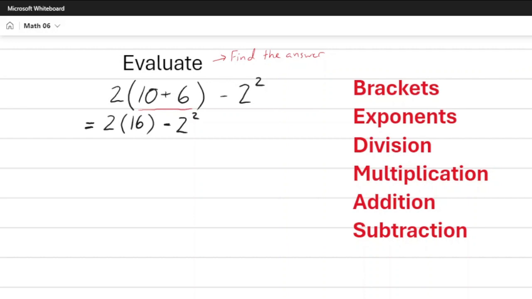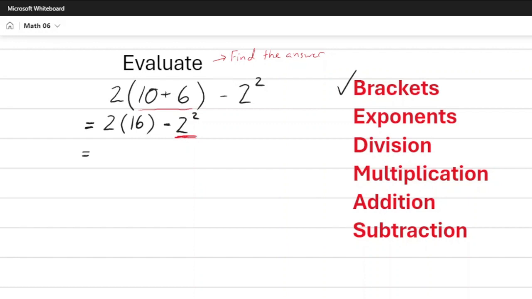As I move down the list, next thing is exponents. So we've done brackets. Try that again. There we go. And next we're going to do exponents. So do I see any exponents in my expression? The answer is yes. So you can see I have a 2 to the power of 2, or 2 squared.